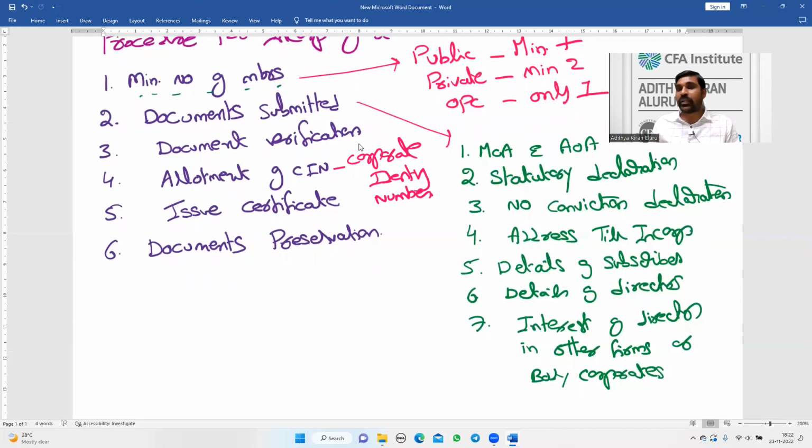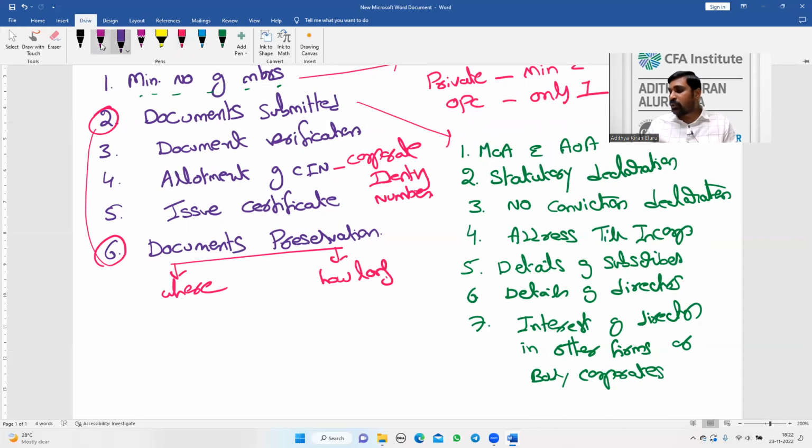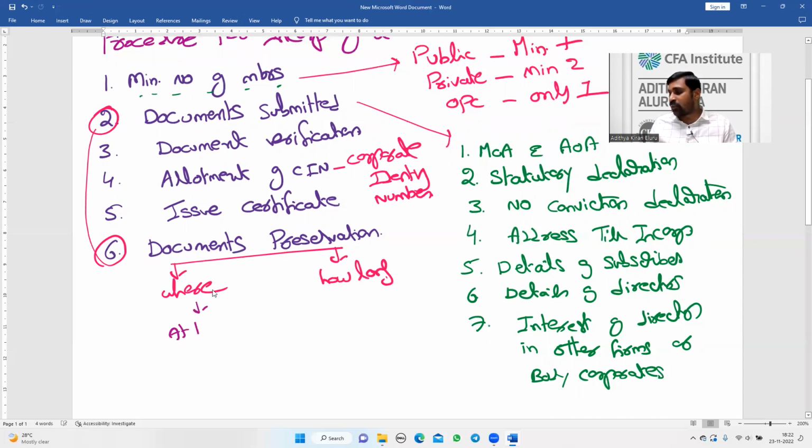The ROC, known as registrar of companies, will verify the documents and will issue a certificate of incorporation. And whatever documents we have submitted, we have to preserve. Where do we have to preserve those documents and how long? We have to preserve those documents at the registered office of the company, permanently.